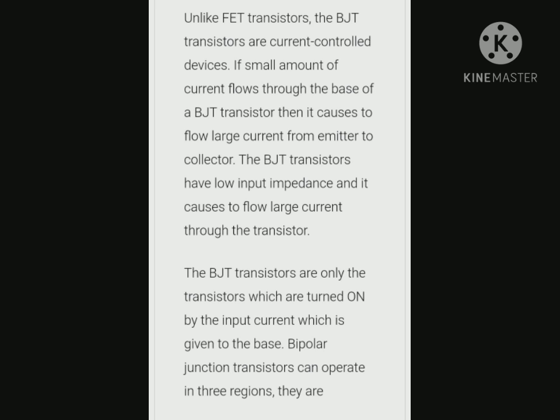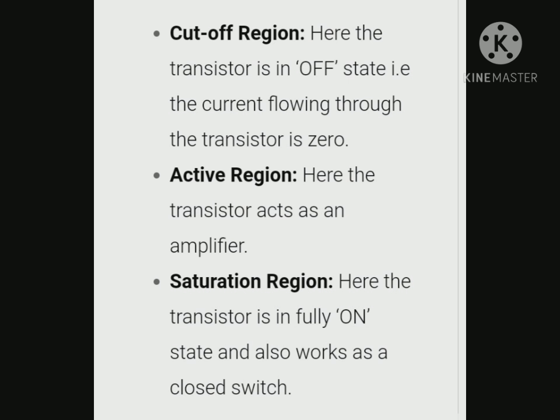They are cut-off region. Here the transistor is in the off state, that is, the current flowing through the transistor is zero. Active region. Here the transistor acts as an amplifier. Saturation region. Here the transistor is in the fully on state, and also works as a closed switch.